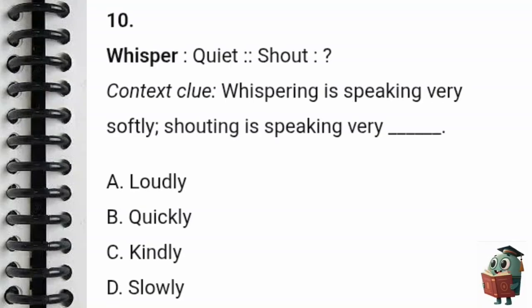Clue: Whispering is speaking very softly, shouting is speaking very blank. A. Loudly. B. Quickly. C. Kindly. D. Slowly.